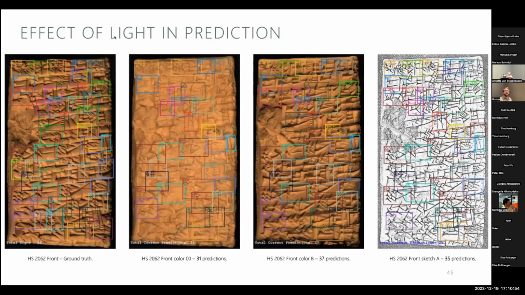And here you can see the difference. On the far left, you have the ground truth, and then you have 3 different image versions of the same tablet. The first one is the front, color 00, so that means light from straight above. You can see you have 31 predictions on this. So 31 places where the computer assumed that it can see a sign and gave us a class. And then you have the color B, which as far as I remember is light from the top of the tablet, so to speak. So not straight over, but as if you take the light in front of you. And here you have 37 predictions. This is where, if you remember earlier, you can see the heads of the signs a bit more clearly. So you can see already there's a big difference. And then the sketch A has 35 predictions. That's one of the computer-generated versions. So you can see that not only which kind of image you have, but also the way you manipulate the image can make quite a big difference.